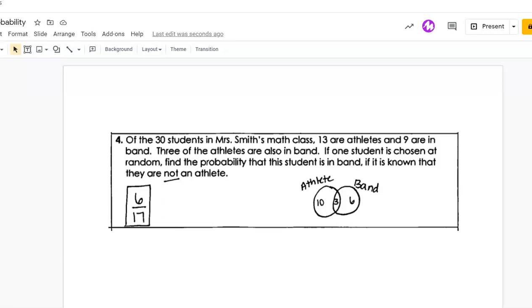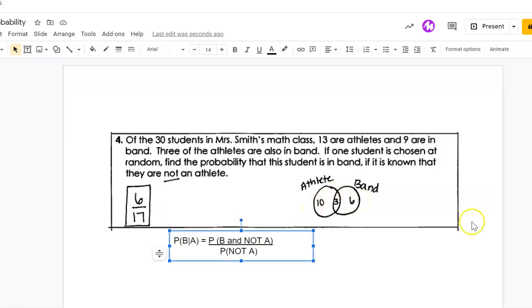Here's another one that is not a note card, but I do want to go over it. There's 30 students in Mrs. Smith's math class, 13 are athletes, and 9 are in band. Three of the athletes are also in band. So we have a Venn diagram because 3 do both. You subtract 3 from 13 and 3 from 9 and get that 6 are only in band and 10 are just only athletes, but 3 are both.